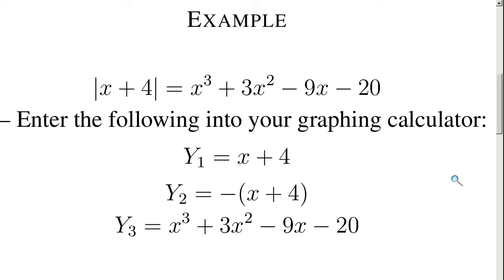Okay, so we have our TI-83, and you're going to hit your graph button. Once you do that, you'll get a list of y1 equals, y2 equals, y3 equals, and so on. In y1, you're going to enter x plus 4. First we're going to ignore the absolute value sign, and just enter x plus 4. Then for y2, we're going to enter negative, open bracket, x plus 4, close bracket, to get the other side of the absolute value. And then in y3, we're going to enter the right side of the equation, x cubed plus 3x squared minus 9x minus 20.